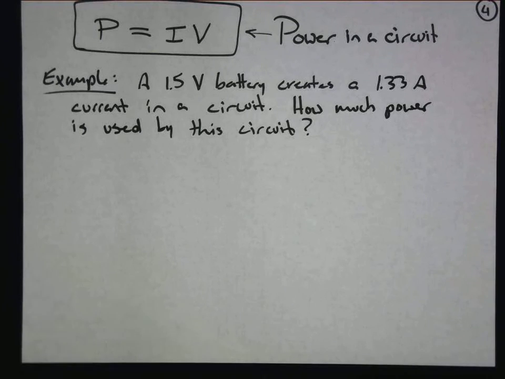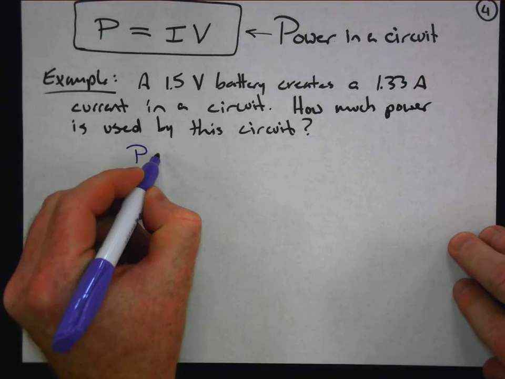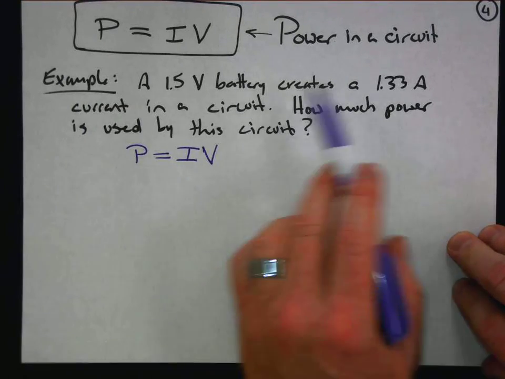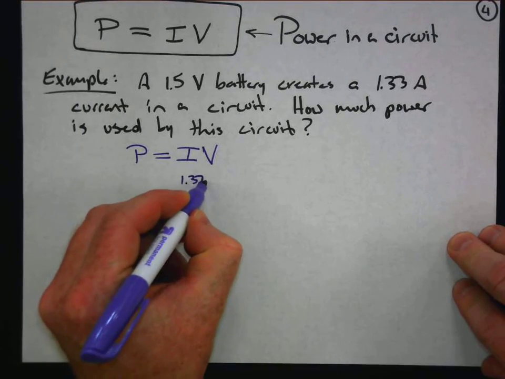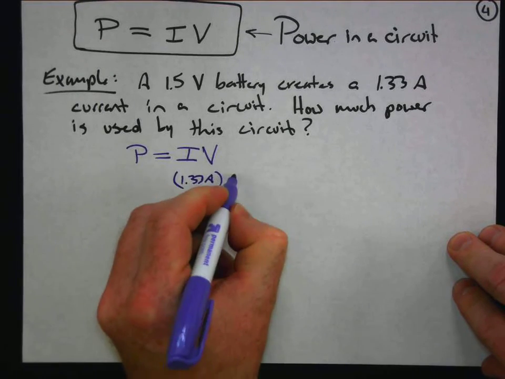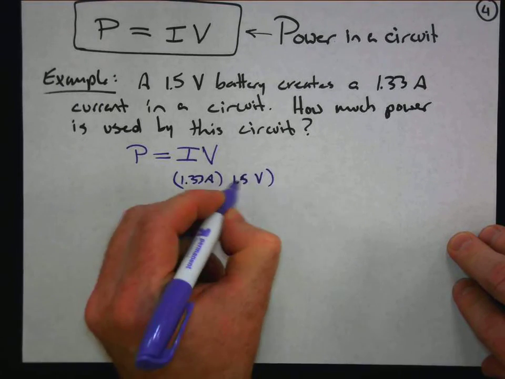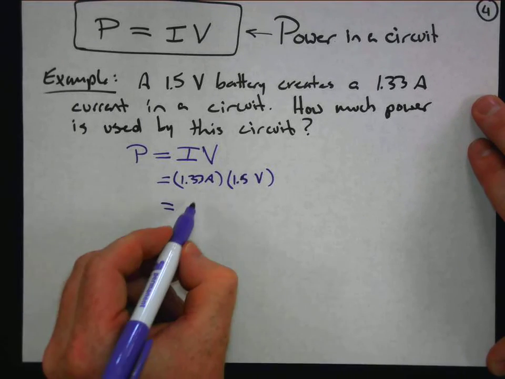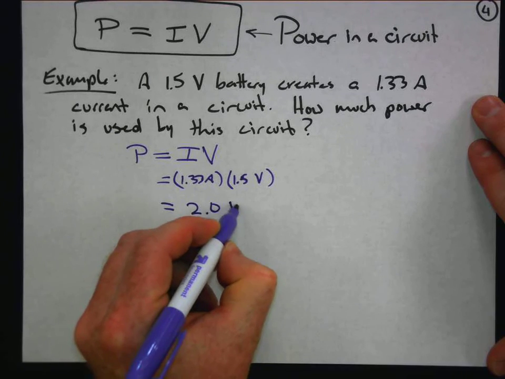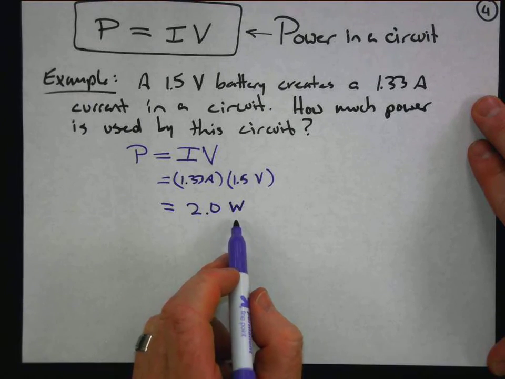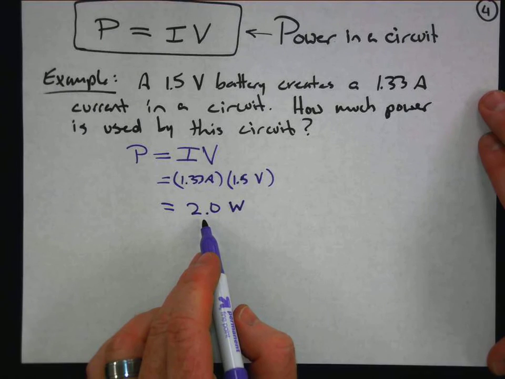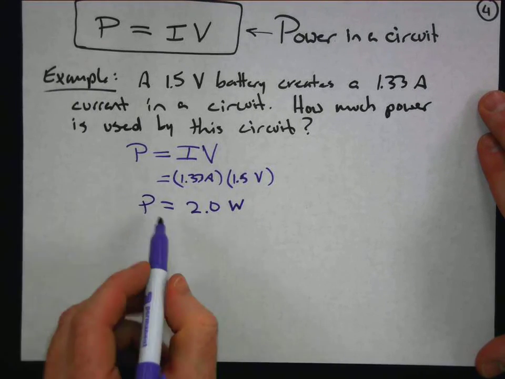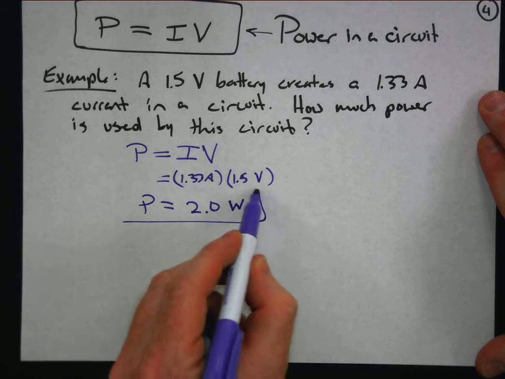I know the equation for power. Very straightforward. Current times voltage. So I know the current is 1.33 amps, and I know the voltage is 1.5 volts. And when I do this math, I get a power of 2 watts. See, the capital W is coming after a number. So if it comes after a number, then I know that is a unit. There's my answer to the question: 2 watts of power.